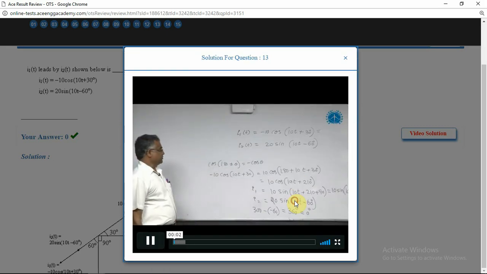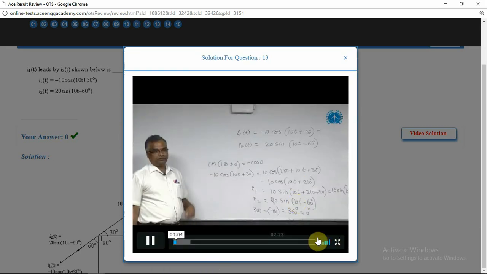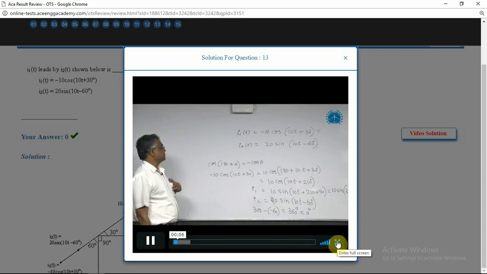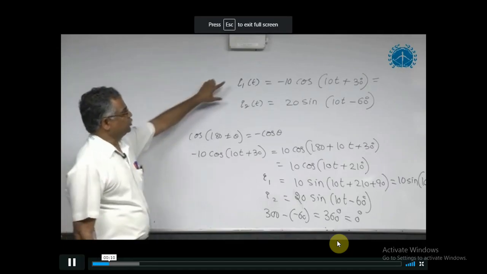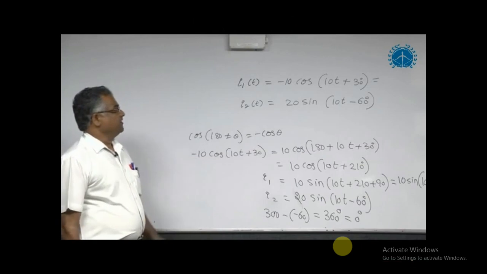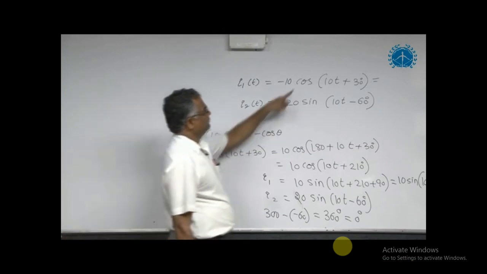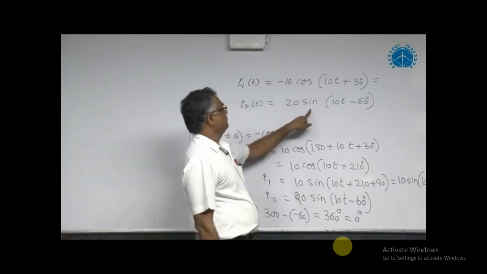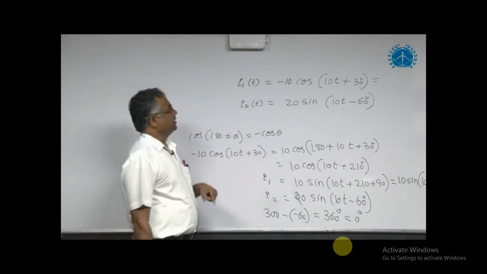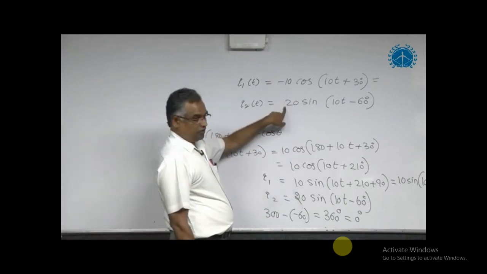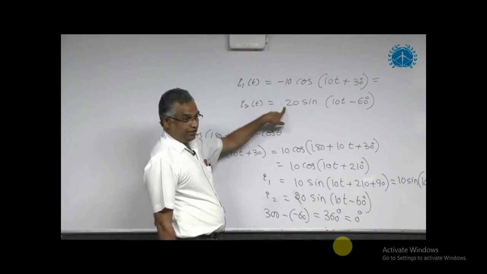So this problem is based on phase difference between two different functions. Whenever they ask for the phase difference between two functions, the first important thing is to see that both the functions are in the same form. Both can be sine or both can be cos. The second condition is to see that both the amplitudes are positive or both the amplitudes are negative.